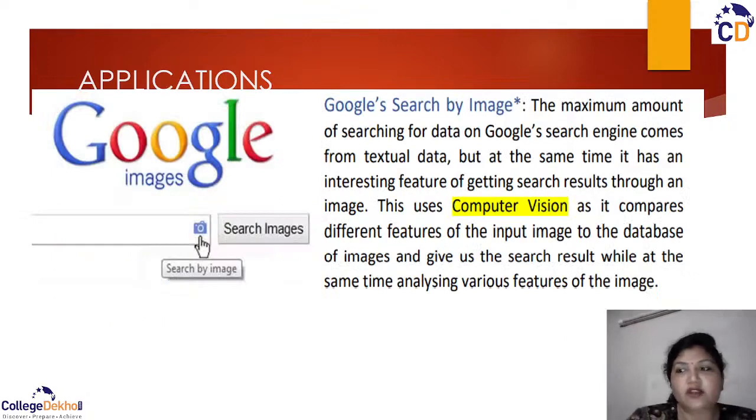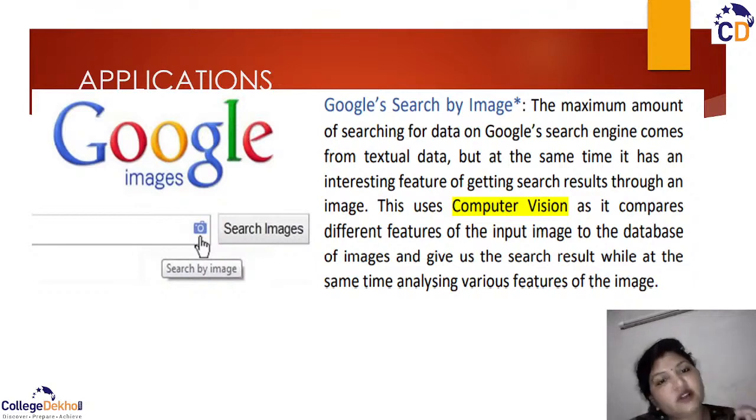The next domain we have is computer images. Like we are searching on Google by image. Nowadays, you can click a particular image and search that image also. How is it possible? With the help of CV only, as it compares the different features of your image with the images that are already fed into the database, and then it analyzes that image and gives you the most accurate result. So this is one of the applications of computer vision.